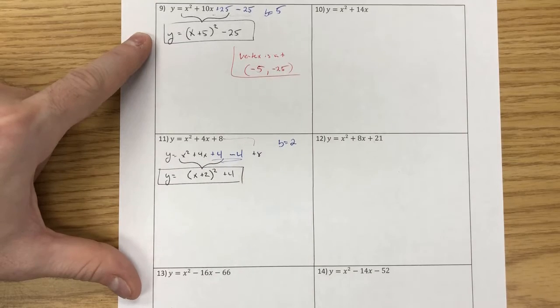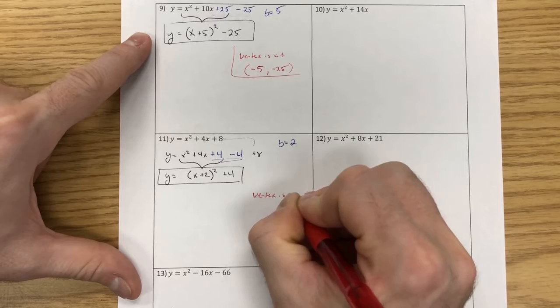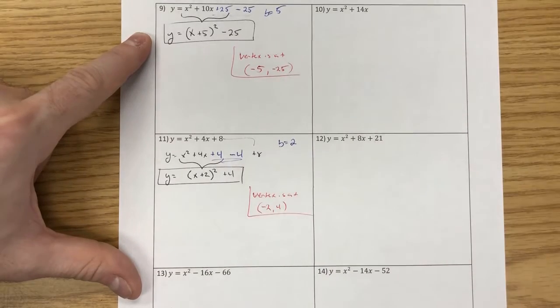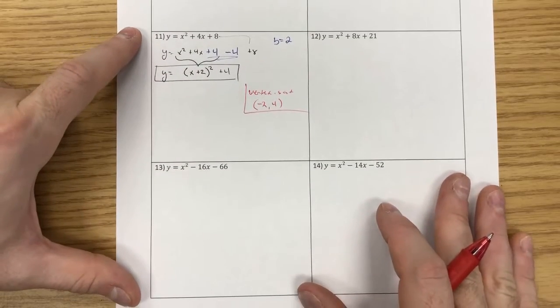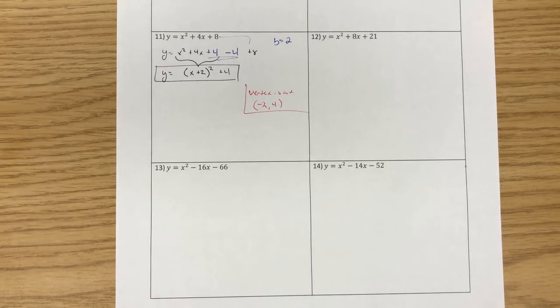Boom. And so just to prove our point, our vertex over here is at (-2, 4), just to show off. Okay, so I want you to use everything that we've learned today on number 13. Turn that into a perfect square trinomial, factor it so we can find our vertex. Unpause the video when you're done.